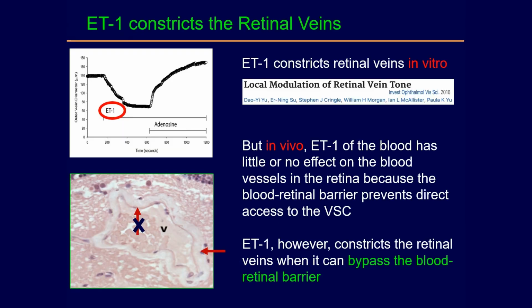You and colleagues then used in vitro studies to show that endothelin actually constricts the retinal veins. But in vivo, endothelin, which circulates in the blood, has little or no effect on the blood vessels in the retina because the blood-retinal barrier prevents direct access to the vascular smooth muscle cells. Endothelin, however, constricts the retinal vein when it can bypass the blood-retinal barrier.